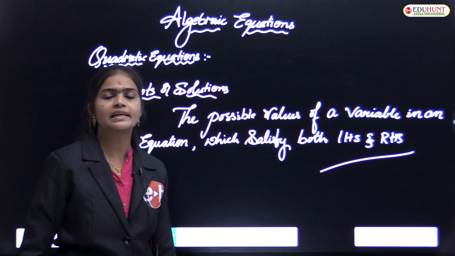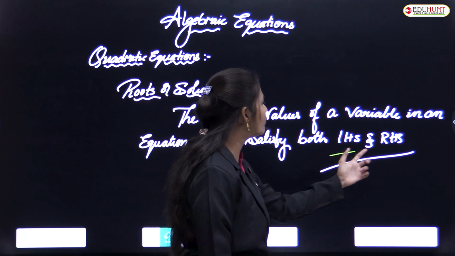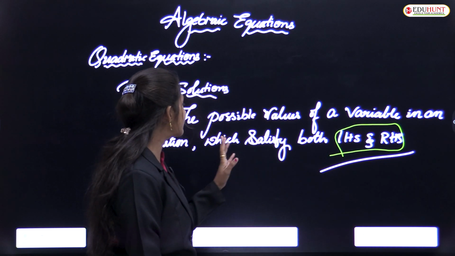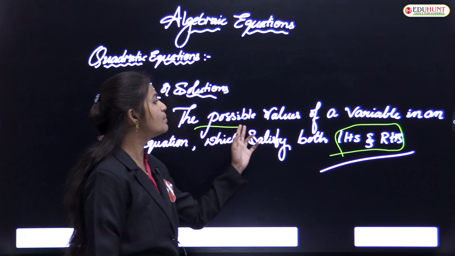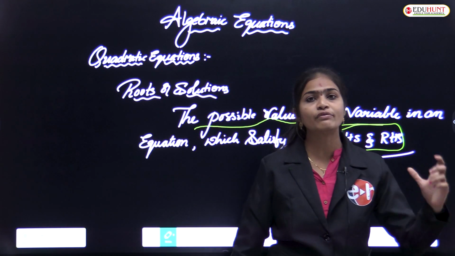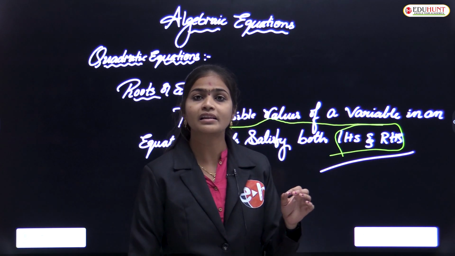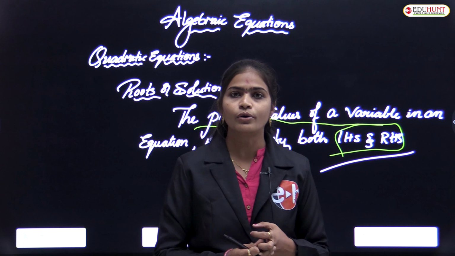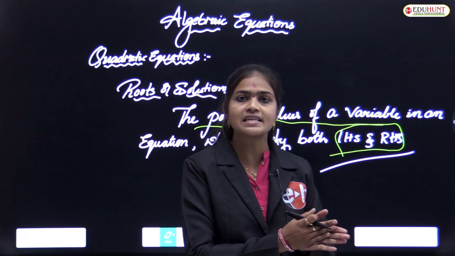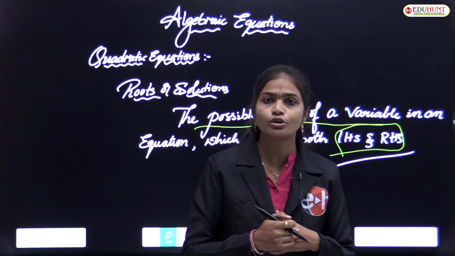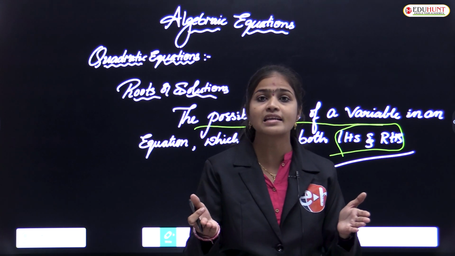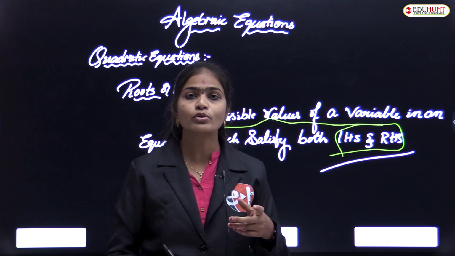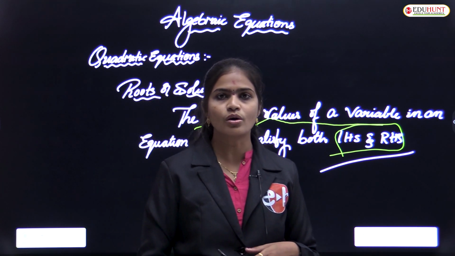Which satisfies both LHS and RHS means which satisfies the equation. The possible values of a variable, whichever variable is given, are the values which satisfy the given equation. Satisfies means LHS must be equal to RHS. Only then can we say that it satisfies the given equation, right? So those values we call roots or solutions.